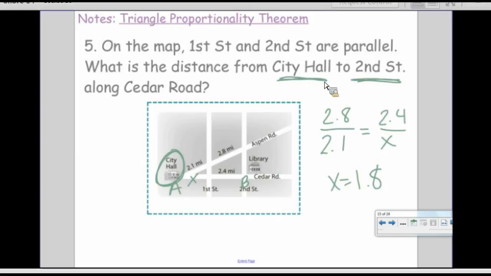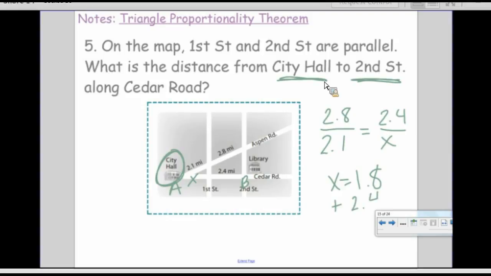Okay, cool. Now, the worst thing you can do is stop right there. That's not the end of the problem. That's not what I was asking. If you wrote that down, that's the distance from City Hall to First Street. But we're walking further than that. We're going to 2nd Street. So what do we do? Add 2.